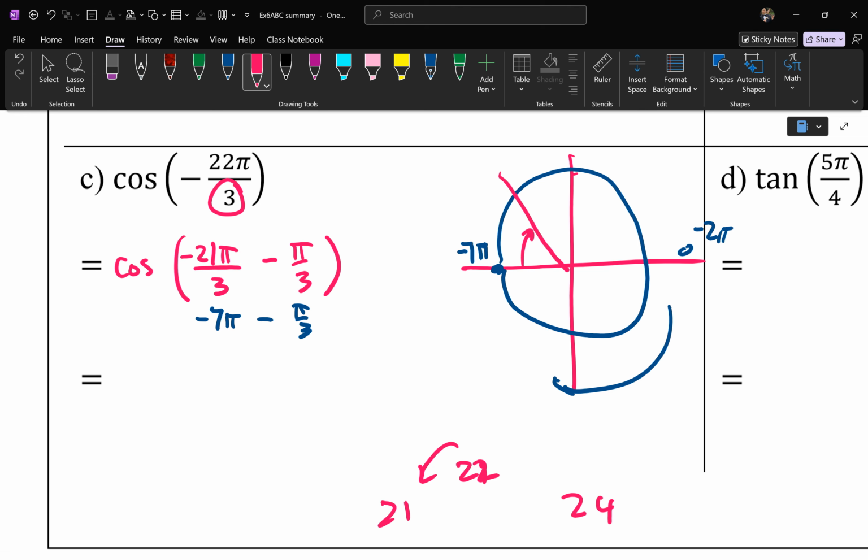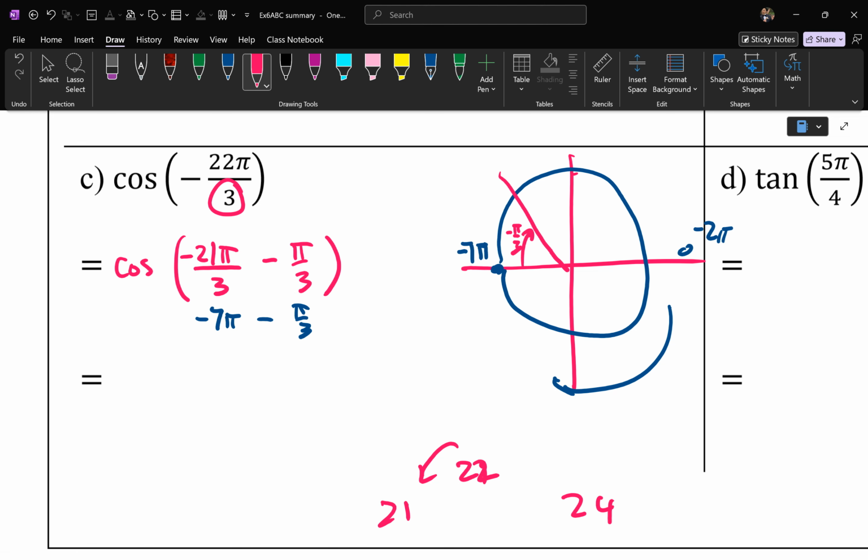That's the skill that you need, to have a picture in your head. And that's the most challenging part, especially when you work with negative angles. So here, once I know I'm in my second quadrant, I know I had to go from negative 7 pi, that's negative 21 pi on 3, and I need to minus pi on 3, so that means that angle there is pi on 3.